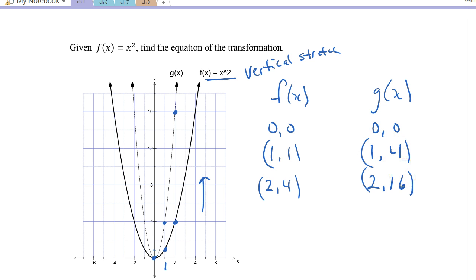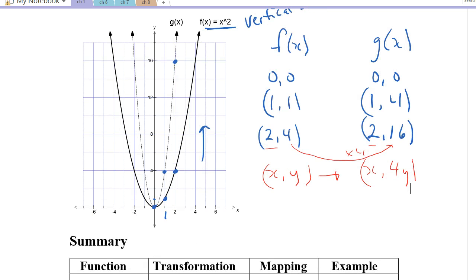Okay, so what's the pattern that we see? Seems to me when we think of this as a vertical stretch, my x values are the same, and my y values are getting multiplied times 4. So if my original function is x, y, the corresponding points here will be x, 4y. Okay, and you'll recall how that works then.